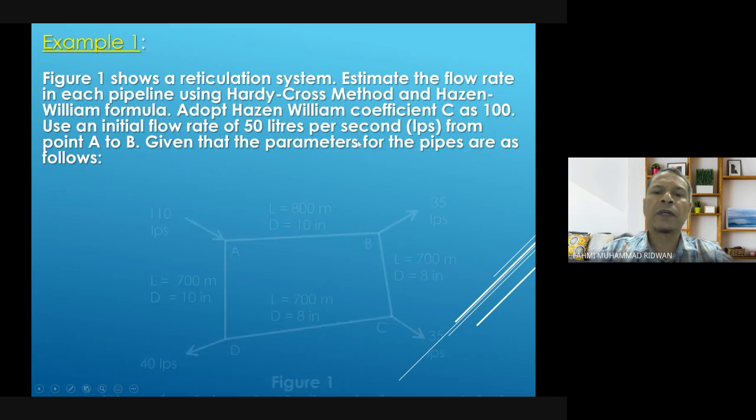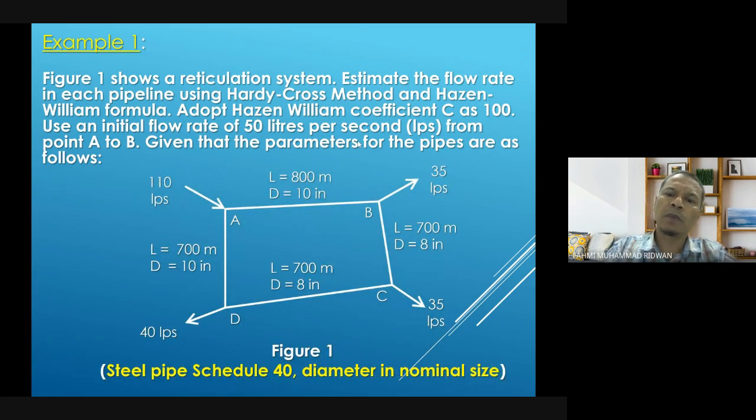Okay, so for instance, we have here the pipe loop like this. The inflow is from here. The flow rate of inflow is 110 liter per second. And then we have also the outflow here 35 lps, here 35 lps, and here is 40 lps. And then also given here the information of the length of the pipe here is 800 meter with the diameter of 10 inch. And here also we have different information for length and diameter.